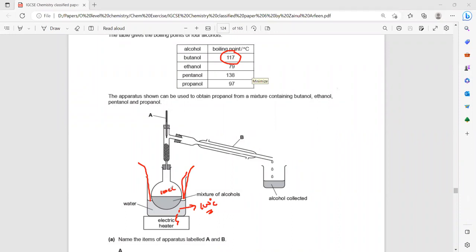Yes, the boiling point of butanol is higher than water. That's why we cannot use this technique to obtain butanol, or even pentanol cannot be obtained this way. Any substance which has a boiling point higher than 100 cannot be used. We cannot use a water bath to separate. Then we have to directly expose it to the flame, like using a Bunsen burner, and increase the temperature.